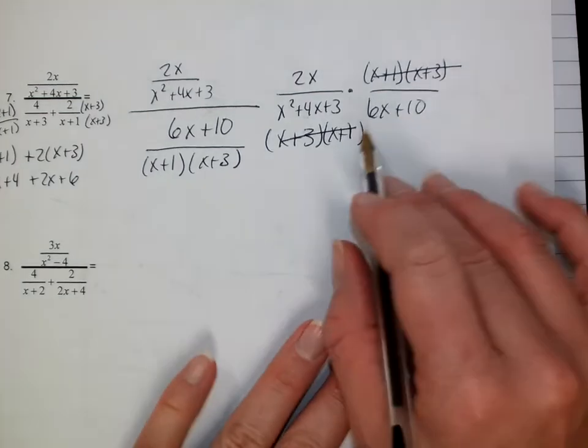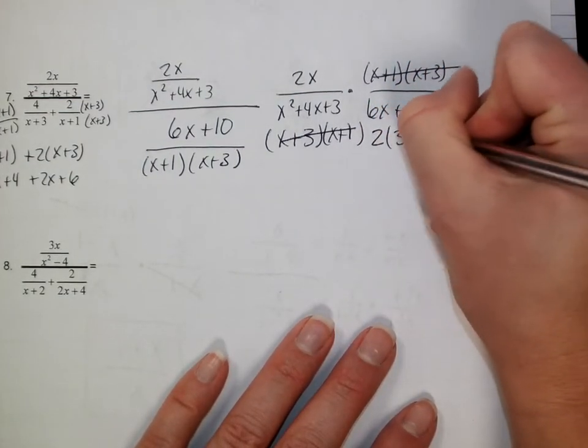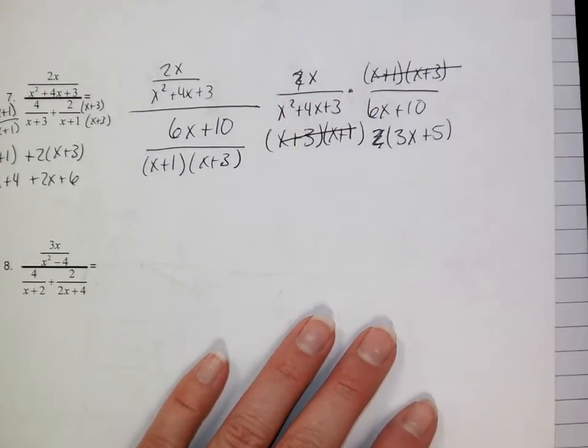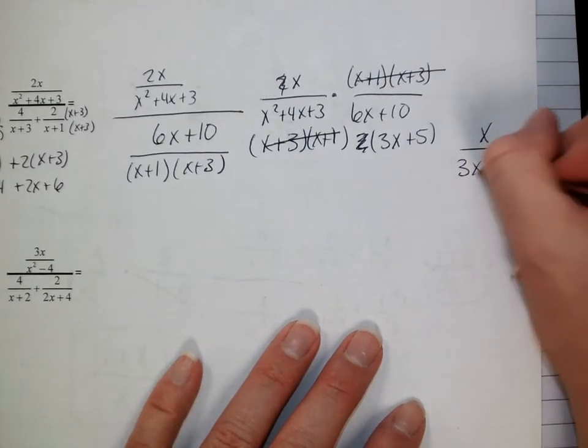Okay, I can actually factor a little here too. For example, I could take a 2 out. That leaves me with 3x plus 5. This 2 and this 2 are going to cancel. So my answer here is just x over 3x plus 5.